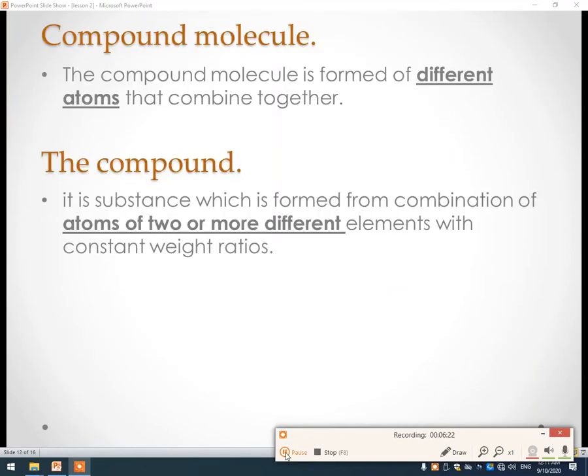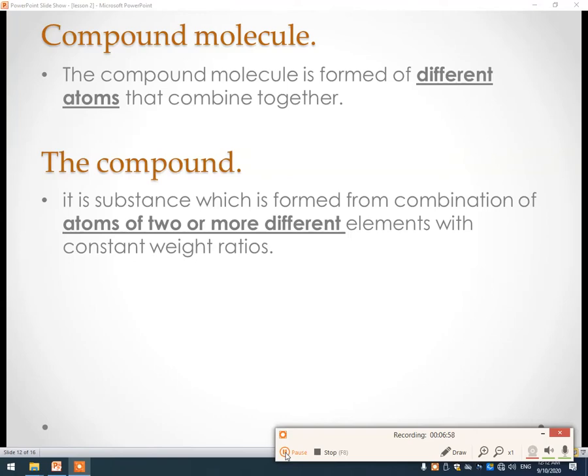Okay, now let's talk about the second kind of molecules, which is the compound molecule. But before speaking about the compound molecule, let's revise the element molecule. We said that the element molecule is a molecule that consists of similar atoms, one atom or more. The difference here in the compound molecule is that it is formed of different atoms, not similar, that combine together.